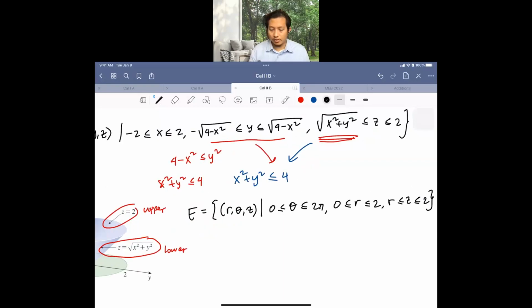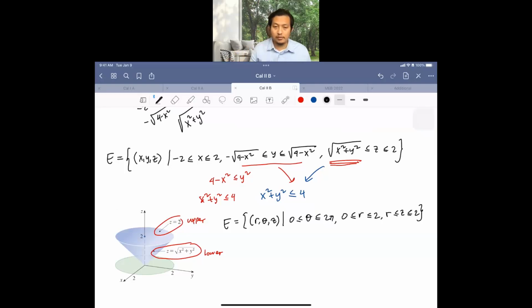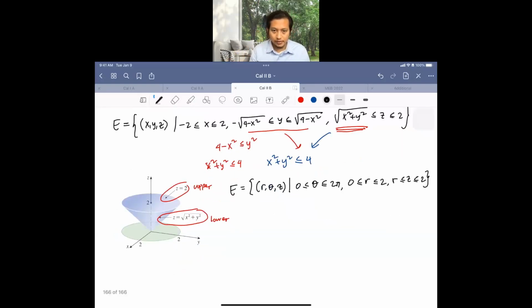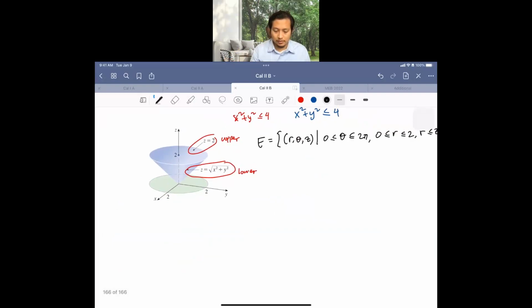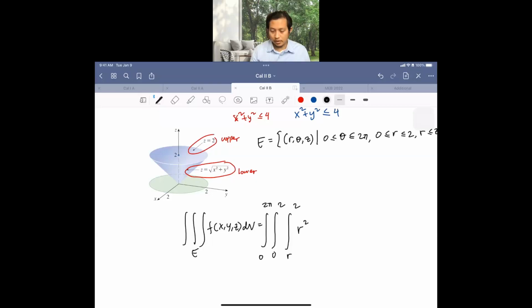So we could exchange everything into polar terms. Based on our polar, theta will be from 0 to 2 pi for the circle, and r is 0 to 2. For z, it is from r to 2. The integrand is r squared times r, with dz dr d theta.